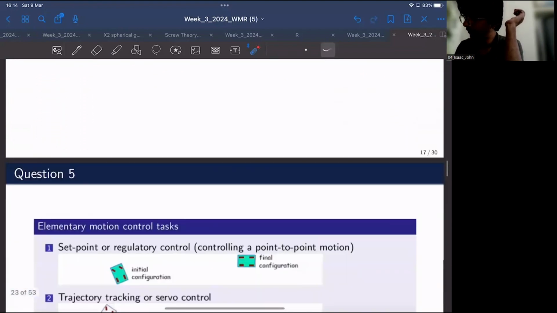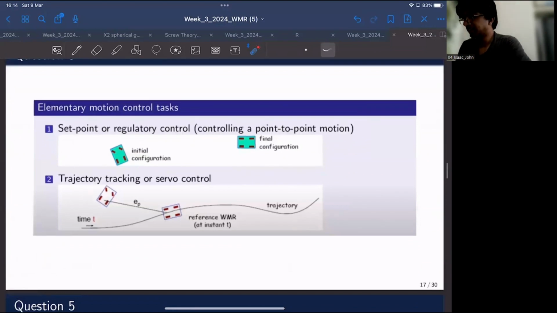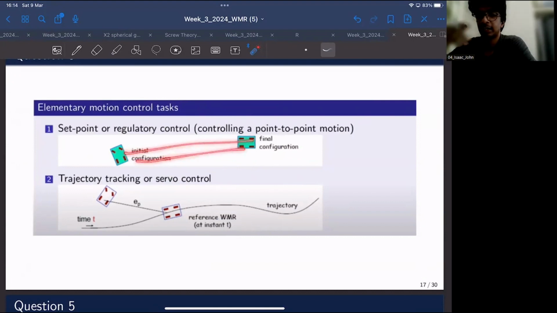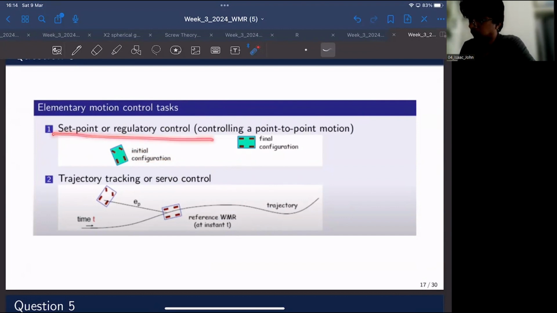If you can recall from the lectures, set point control basically only deals with the initial position and the final position or the final configuration. It does not really consider how these two configurations have been realized. The only thing that matters is the initial configuration and final configuration. The information of the trajectory, the velocity and position in between these two configurations is irrelevant. And that is for set point or regulatory control.